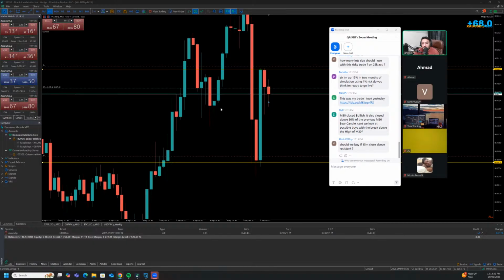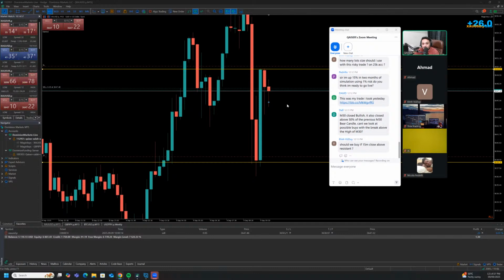Okay, M30 closed bullish. It also closed above 50% of the previous M30. Dell, send me the chart. Bear candle. Can't we look at possible buys with the break above the high of M? Right now you just like discussing the current condition. Dell, are you talking about the current condition?